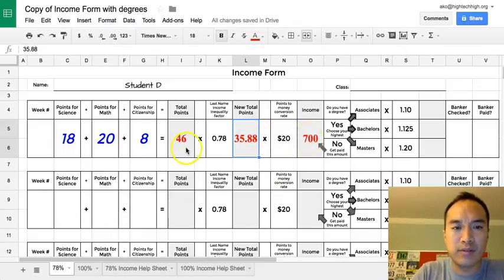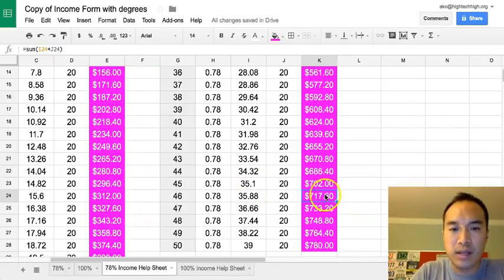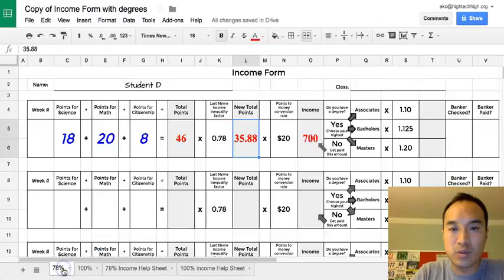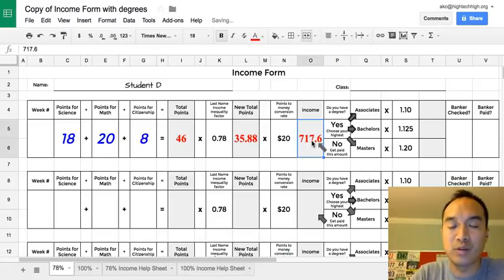And again, 46 points right here should get you 35.88. And let me move this over so you can see. It's $717.60. So we should actually change this to $717.60. Now, as the banker, you're not going to do this electronically. You're actually going to have a piece of paper in hand. So what you could do is simply cross it out, and then just kind of write in the new value, the new income.